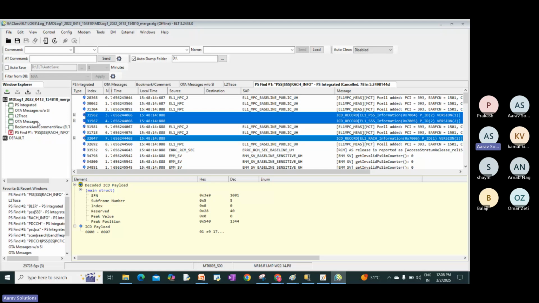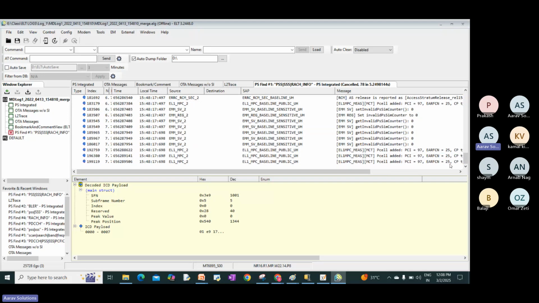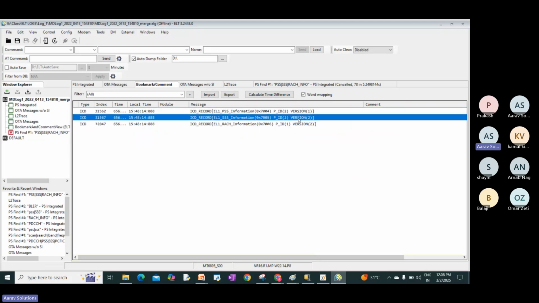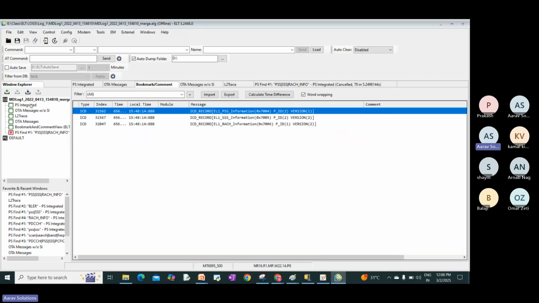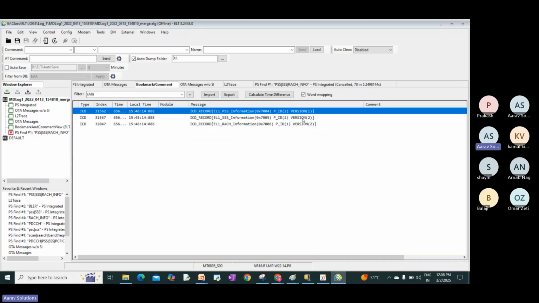How exactly we are doing bookmark and all. Analysis of this complete log is hard for us, so what I have done is I have bookmarked. Bookmark means in this window I can see only these three messages. Now what information do we have inside that PSS? Here we can see, here we have the peak value. Now what information do we have inside that SSS? Here we can see.